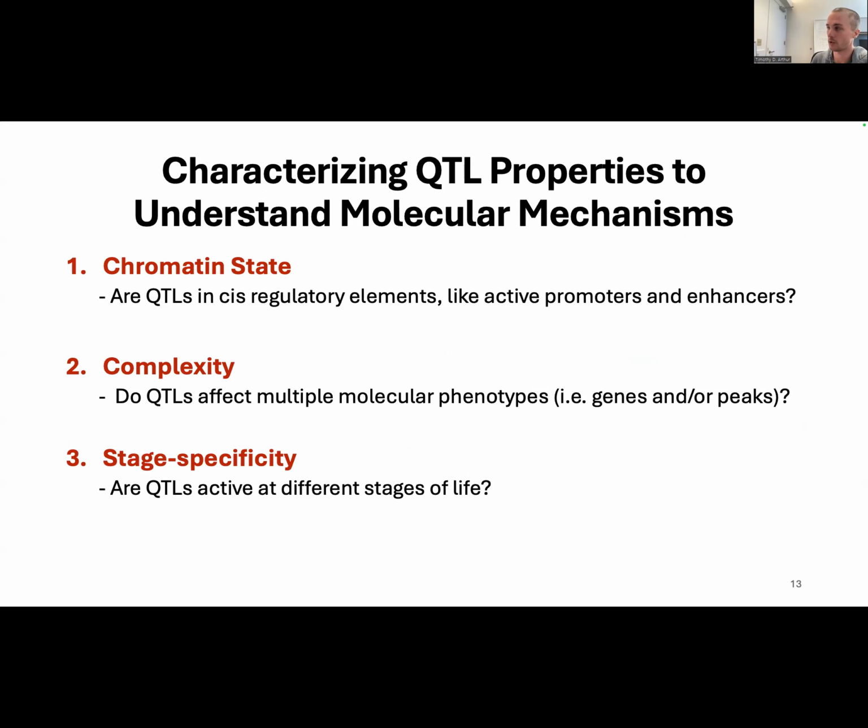So after identifying these QTLs, we sought to characterize their properties, and we looked at three annotations to characterize them further. The first is chromatin state. Are these QTLs enriched in cis-regulatory elements like active promoters and enhancers? Next, we characterize their complexity. Do QTLs affect multiple molecular phenotypes? For example, does a single QTL affect the expression of a gene and the accessibility of an ATAC-seq peak? And then finally, we look at stage specificity. Are the QTLs active at different stages of life, or are they shared across multiple stages?